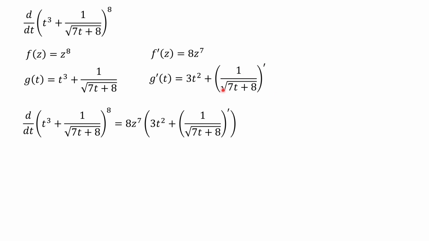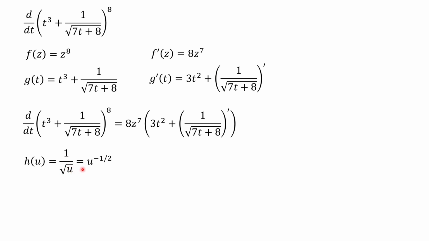So let's find what this term actually is. Again, it's 1 over square root of 7t plus 8. So we can look at it as a superposition of two functions. One function is 1 over square root of some argument. So we don't get confused, I'm not going to call this function f, I'm going to call it h, and I'm not going to use z because I used z before. Here, I'm going to use u instead. In this case, my function h of u is 1 over square root of u.